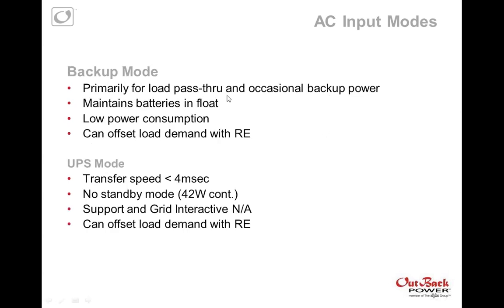Backup mode is primarily used for pass-through and occasional backup power. It just maintains the battery in a float condition. It goes into a standby mode, so it's using very little power. But it has this offset. It can offset the load demand with renewable energy. And this is where that offset feature comes in. Instead of stranding all that power on the roof, it allows your loads to consume that excess renewable energy, but still be in a position to back up those loads completely with loss of grid input.